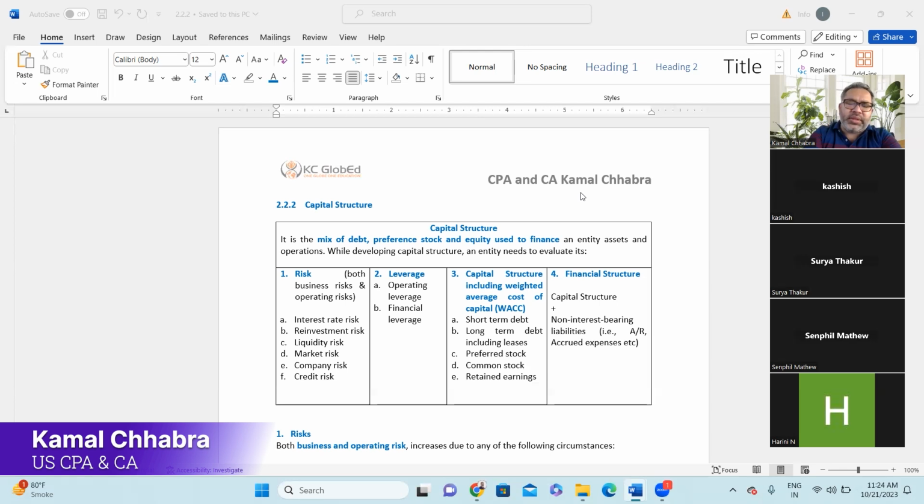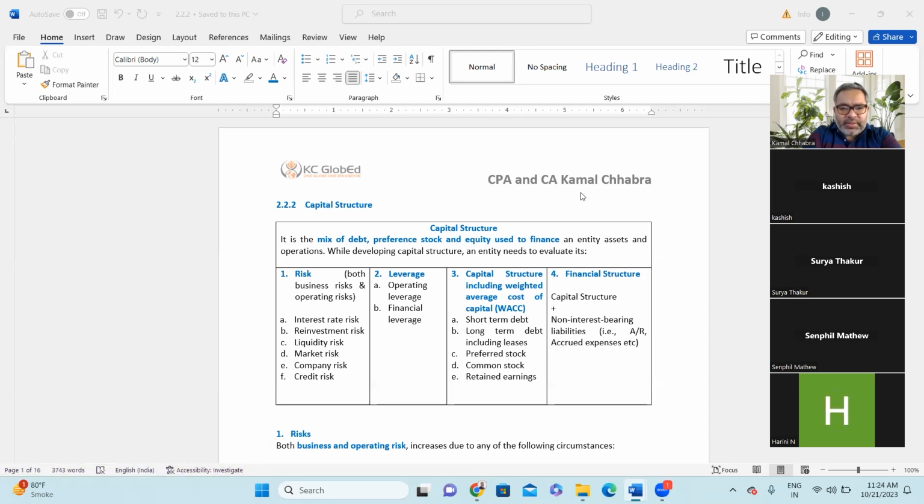So these are the four things which we need to keep in mind. The first and foremost important thing is risk, right? Risk includes both business risk as well as operation risk. In this, we'll be understanding in detail about interest rate risk, reinvestment risk, liquidity risk, market risk, company risk, as well as credit risk. So all these 6 parameters we will be understanding in detail, which impact the decision on what category of finance we should be opting for in the relevant situation.